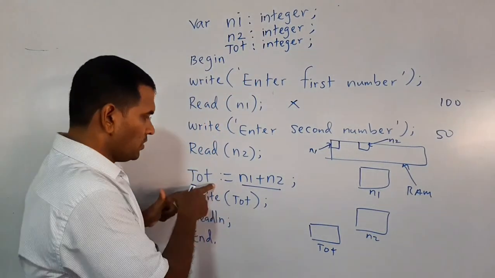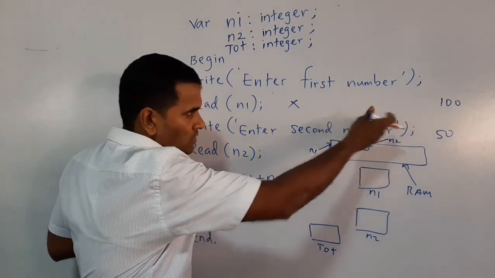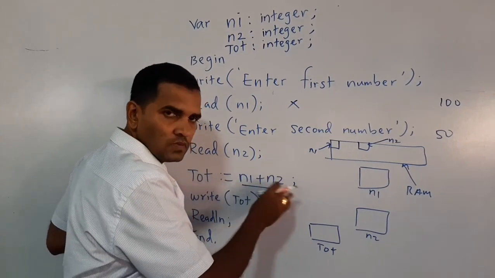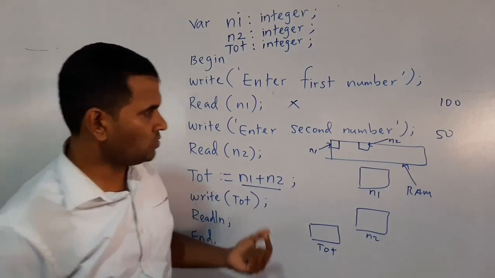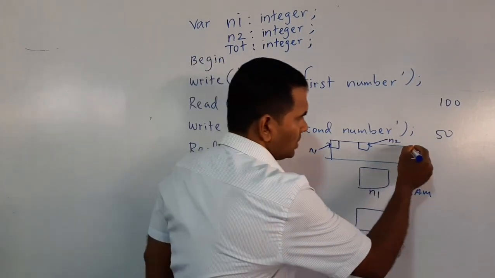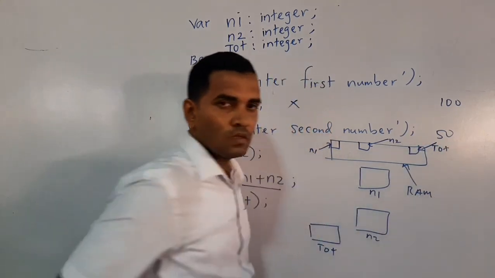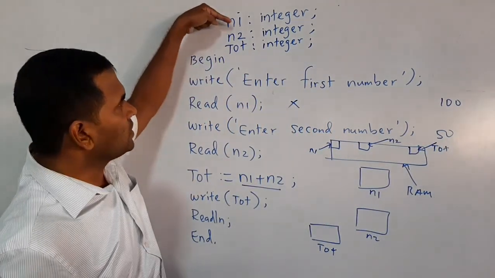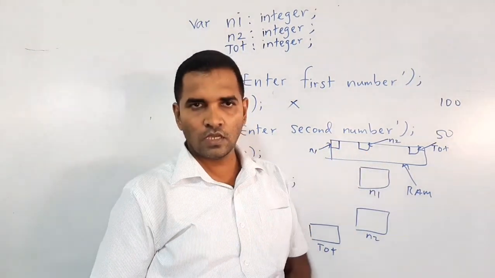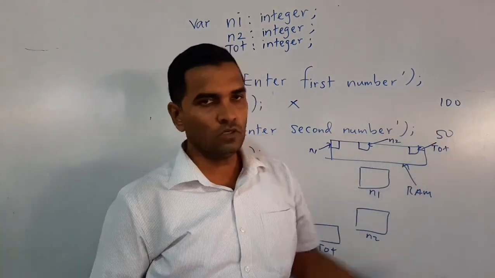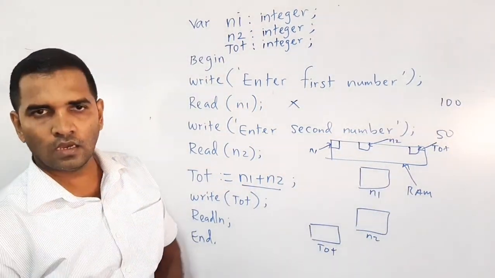So now come to the point, N1 has to be added with N2. Yes, in my example it's 100, it's 50, so 100 plus 50, 150. That 150 will be kept in TOT. What is TOT? That is another location. This is TOT. So when computer reads these three lines, it allocates the relevant spaces in the name of N1, N2, TOT. After that, it comes to begin and other lines.